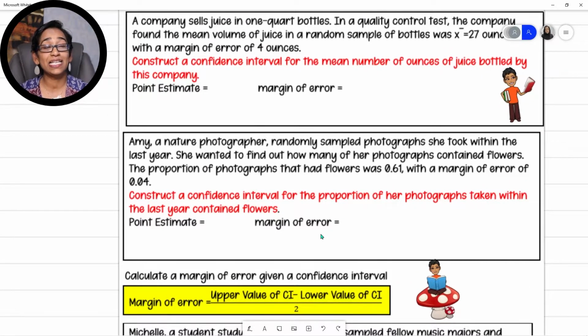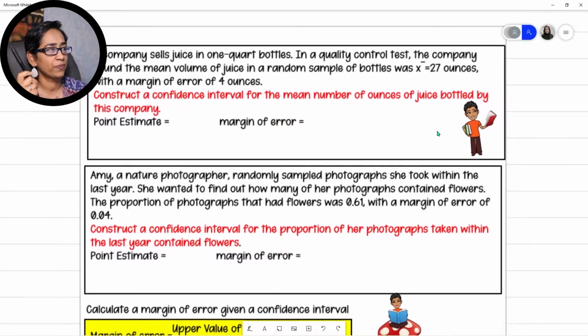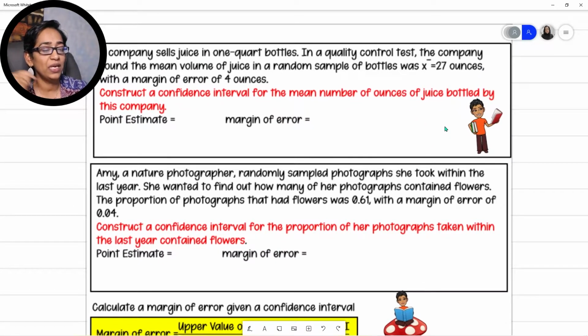A company sells juice in 1 quart bottles. In a quality control test, the company found the mean volume of juice in a random sample of bottles was 27 ounces. So the mean was 27 with a margin of error of 4 ounces.